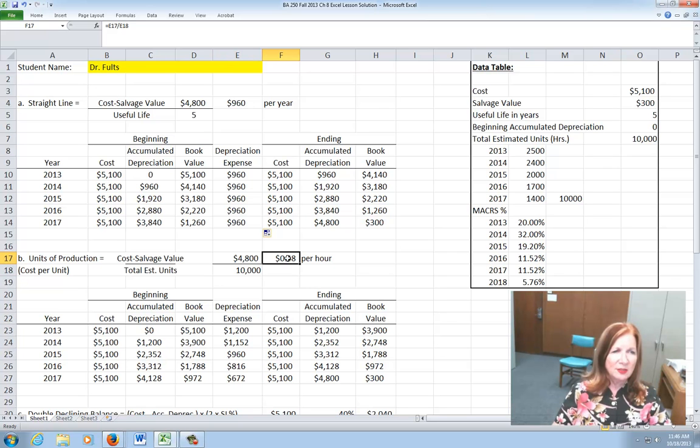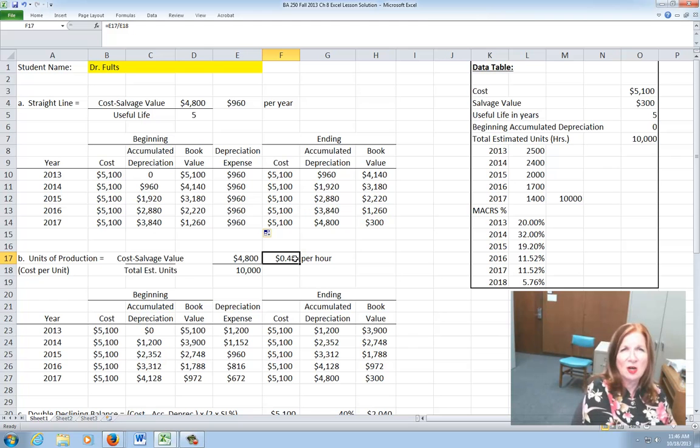Now when we get to the calculation, we're going to be trying to calculate a cost per hour, because we have a cost in our numerator and hours in our denominator. So it's going to be E17, the top number, that's the numerator, divided by the hours, 10,000. So when we do that, we're going to get a cost per hour. So it's going to be 48 cents per hour.